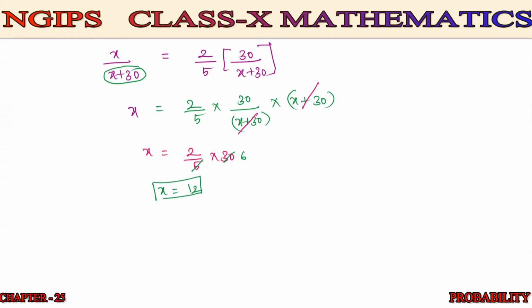Therefore the number of black balls in the box is 12. Okay, next we'll move to the next question. Here we have the fourth question.